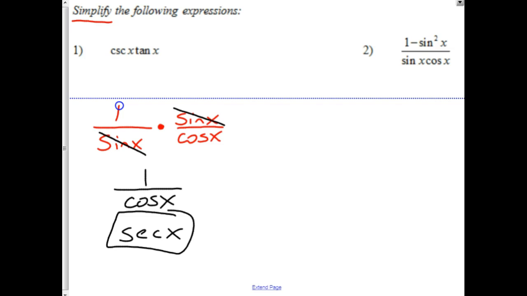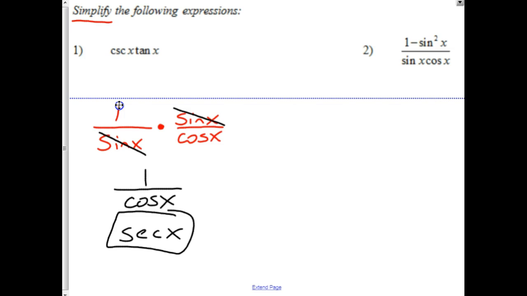Okay. Number 2. All right. Let's see, what am I looking at? 1 minus sine squared x over sine x cosine x. Well, first thing I notice is that it's already in sine and cosine terms. Next thing I notice is that I have a square in my problem. And anytime that I see a square, I'm instantly going to check my Pythagorean identities, just to make sure what I have is 1 or not.